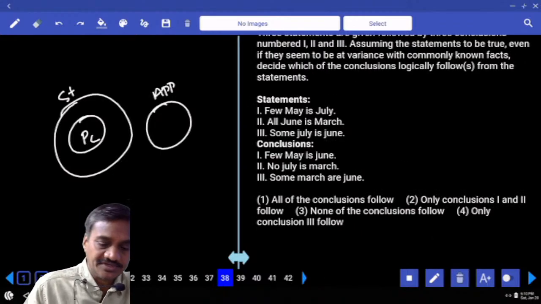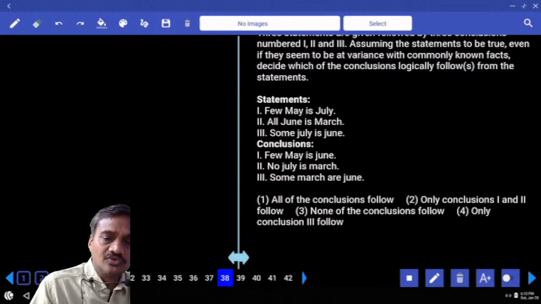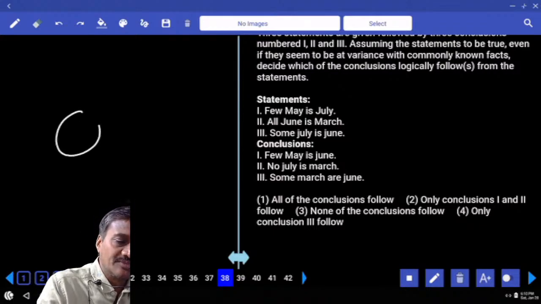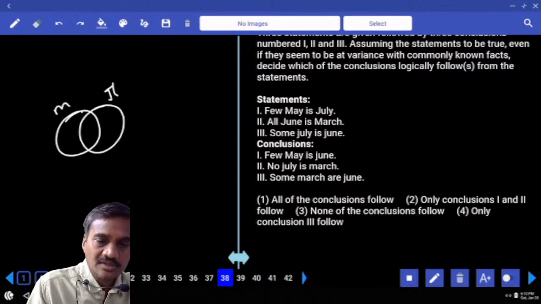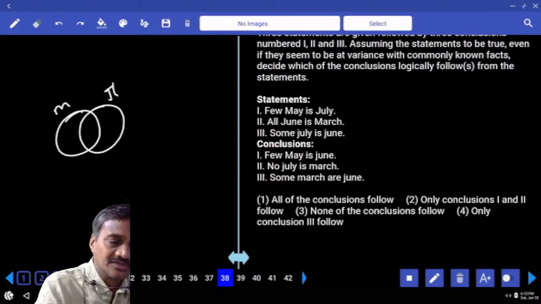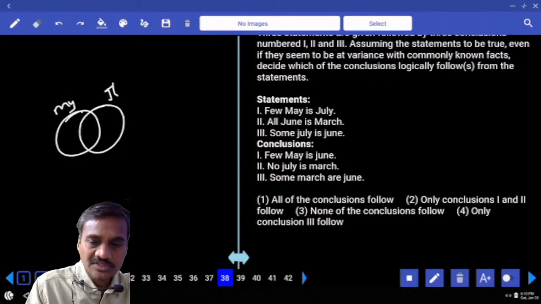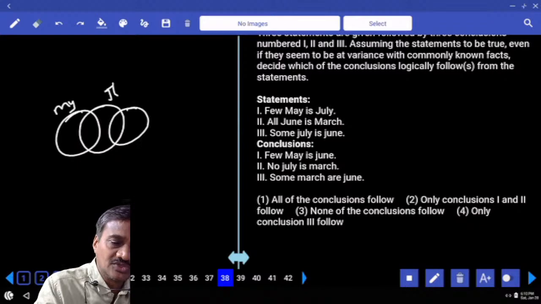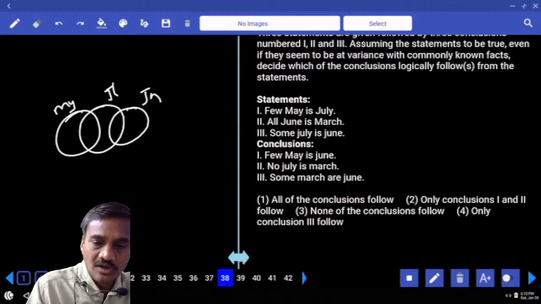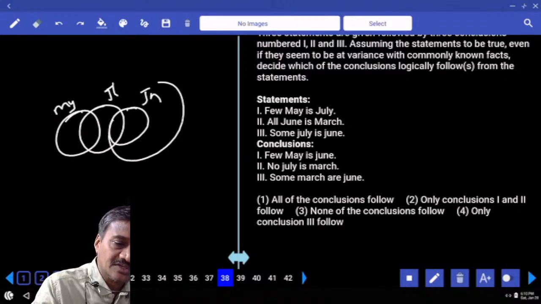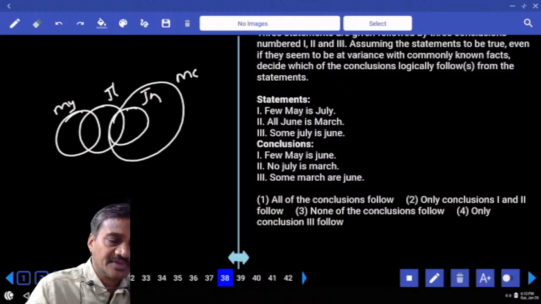The next one 38. Now in this 38, some May is July. Now this is May and this is July, and some May is July, and all June is March. All June is March. Some July is June. And next one, all June is March. This entire June is a part of this March.